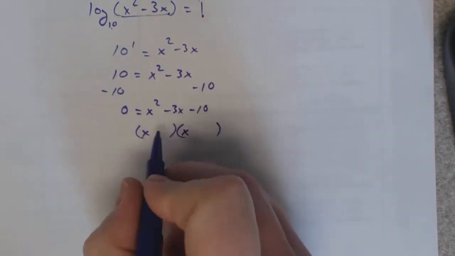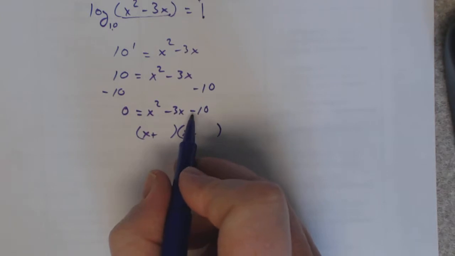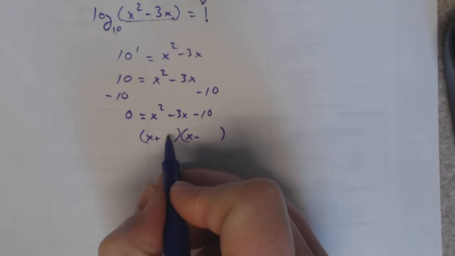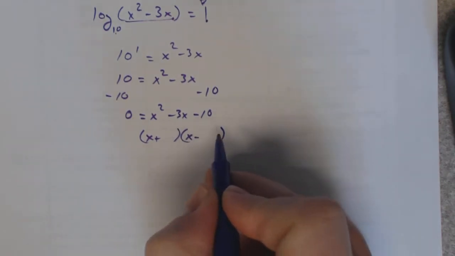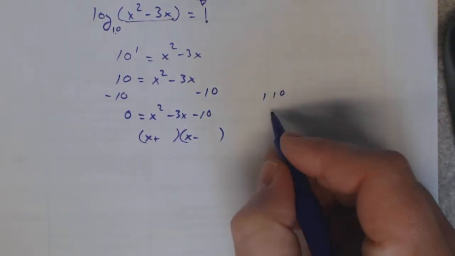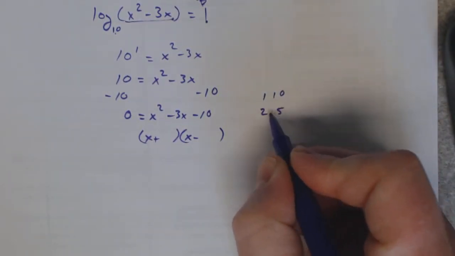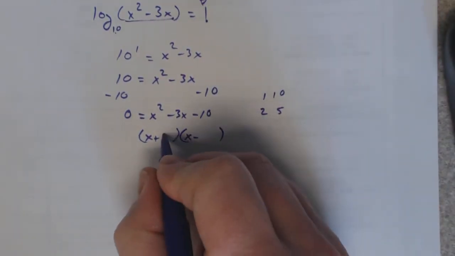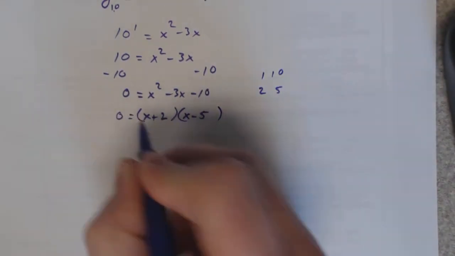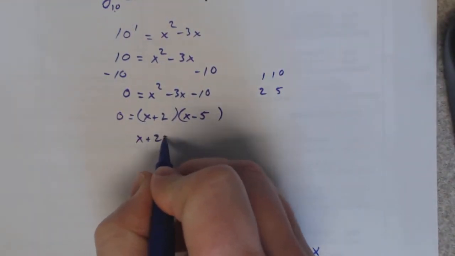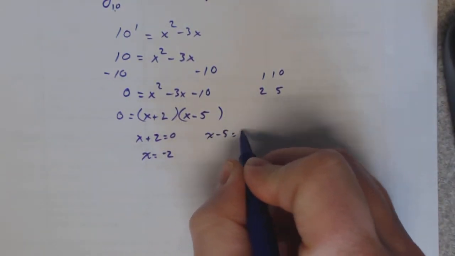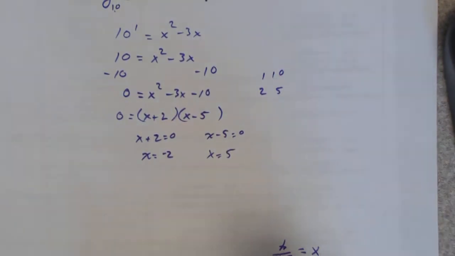This tells me the signs are different because it's negative, so these signs have to be opposite of each other. And this, so factors of 10 that would essentially subtract to give you 3. So you got 1 and 10, which doesn't subtract to give you 3. 2 and 5. Well, 2 minus 5 is negative 3. So there's my two factors. Now I set my factors equal to 0 and solve. So I get negative 2 and 5. So I get two answers here.